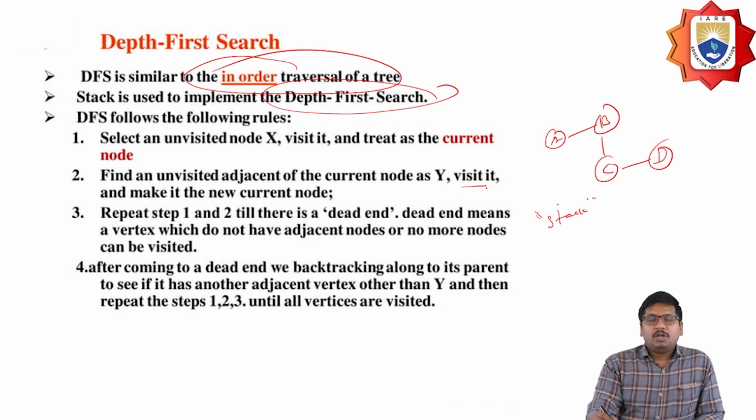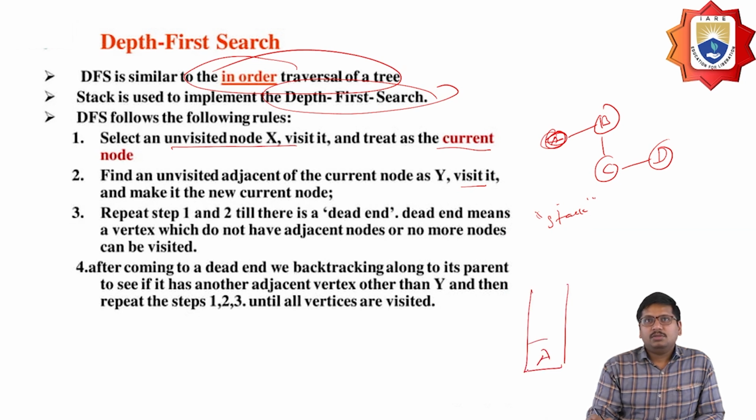So the DFS rule should be as follows. Select an unvisited node X and treat it as the current node. So this one is going to be treated as the current node. And find an unvisited vertex Y adjacent to the current node. So whatever vertices are adjacent to B.